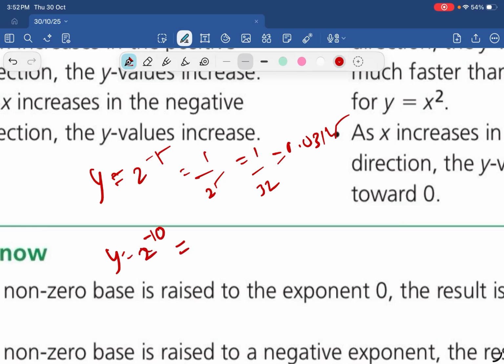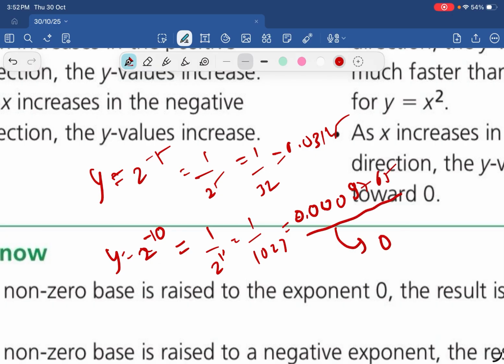Now if you take y equals 2 to the power minus 10, which is 1 over 2 to the power 10, which is 1 over 1024, which is 0.009765. Okay, the value is never going to be 0. It's always towards 0 but never 0.